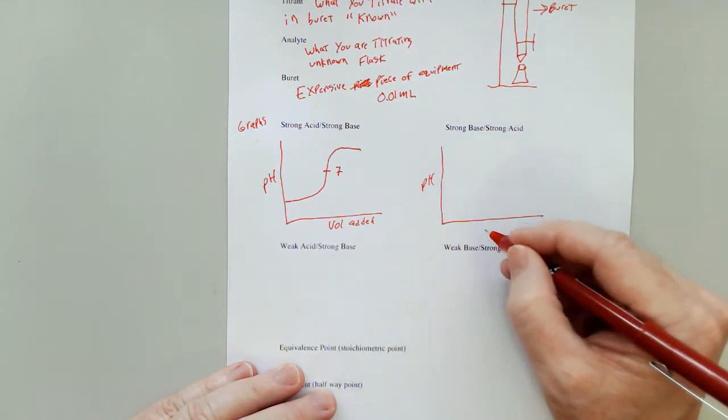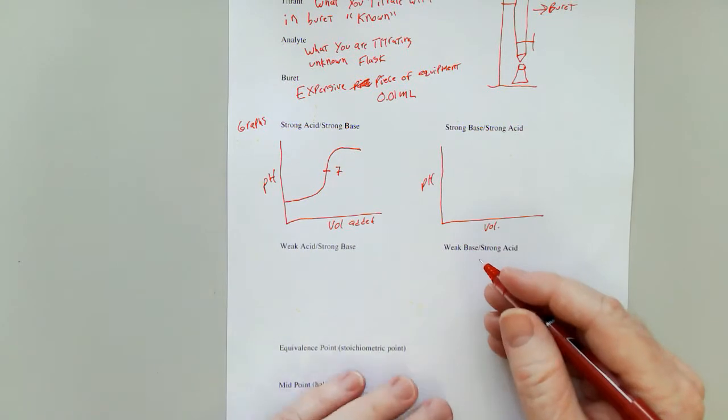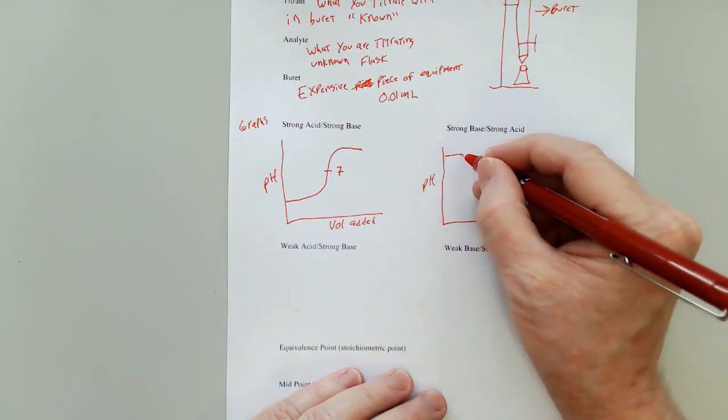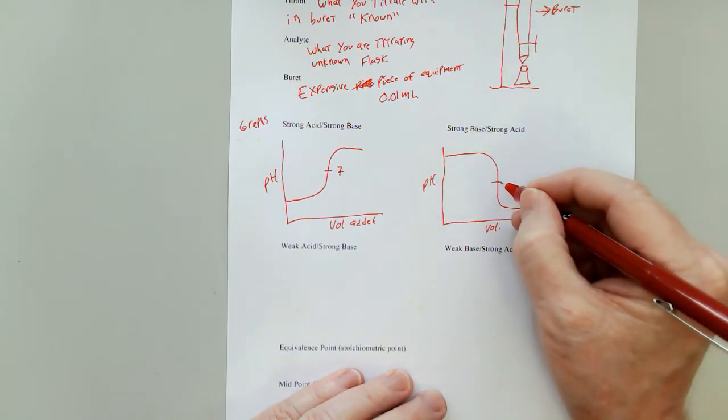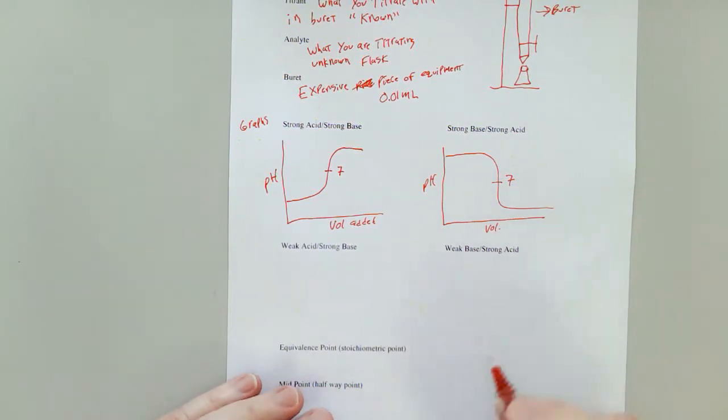So strong base, strong acid is going to look the same but inverted, with the equivalence point at 7.